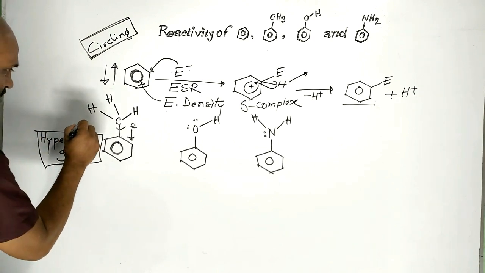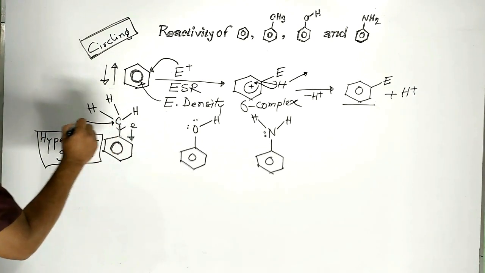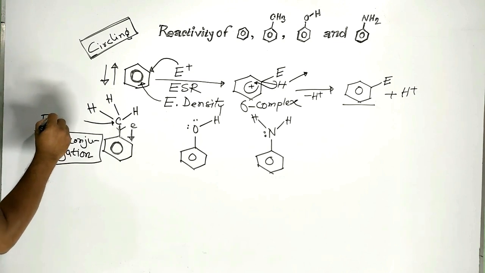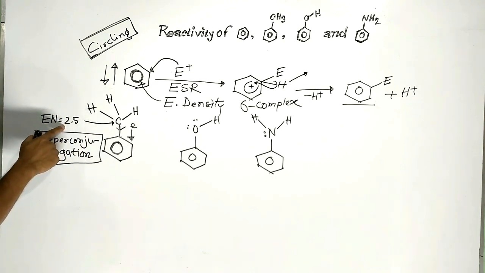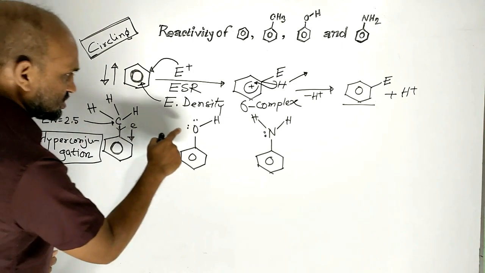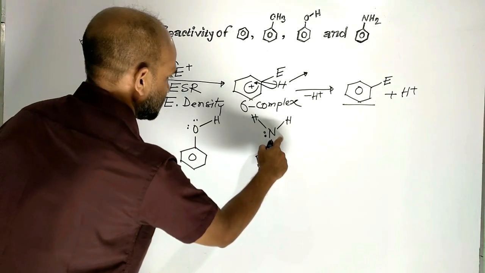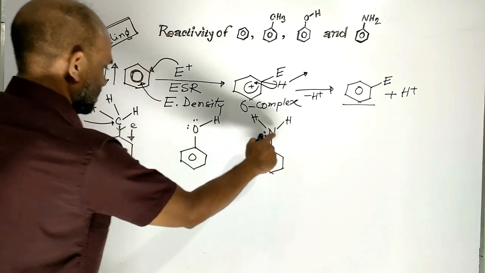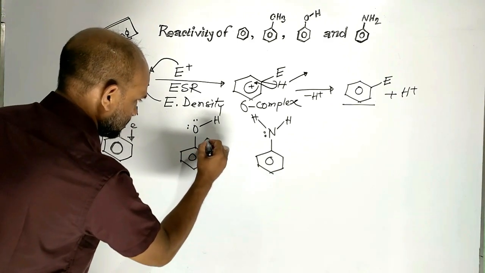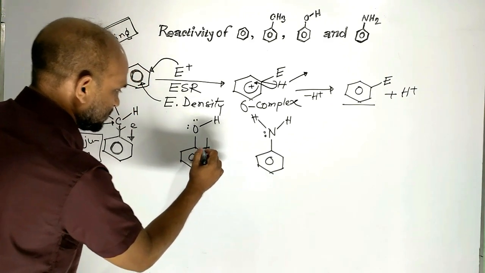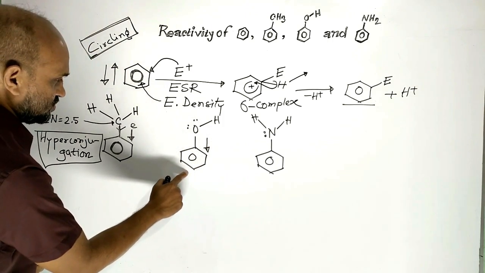Again, electronegativity of carbon is 2.5, which is comparatively less than oxygen and then nitrogen. Now, let us see about phenol. We know phenyl group is electron withdrawing group.